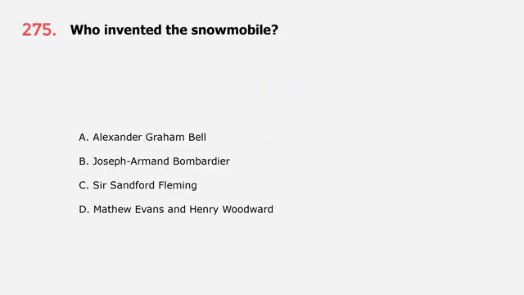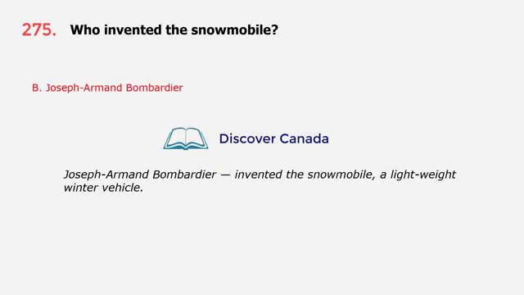Question 275. Who invented the snowmobile? A. Alexander Graham Bell. B. Joseph Armand Bombardier. C. Sir Sanford Fleming. D. Matthew Evans and Henry Woodward. The answer is B. Joseph Armand Bombardier.